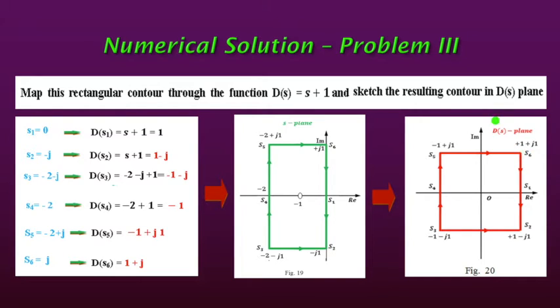Then mark all the points on ds plane and draw a smooth curve. From these two figures, we see that if 1, 0 is present inside the closed contour C in the S-plane, therefore, there is one encirclement of origin of the DS plane by the locus of DS in clockwise direction.